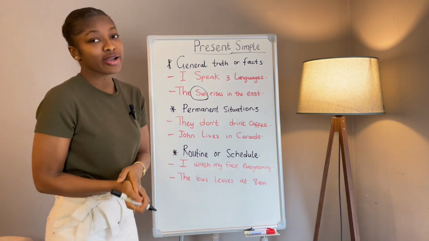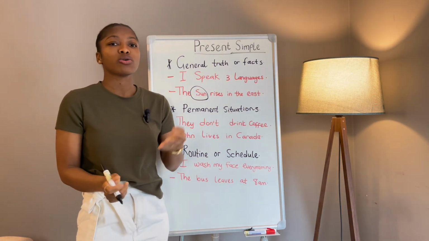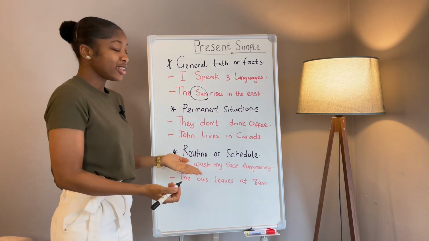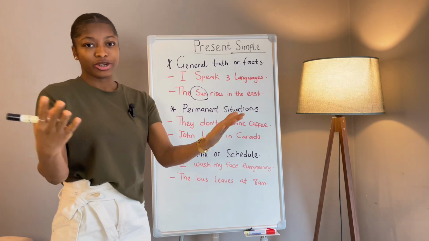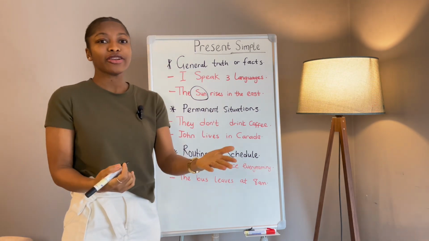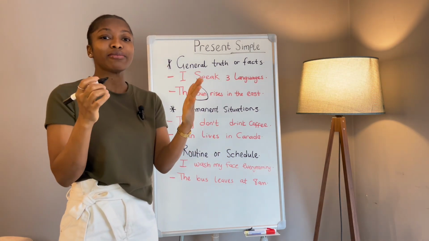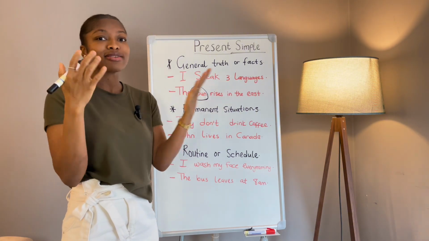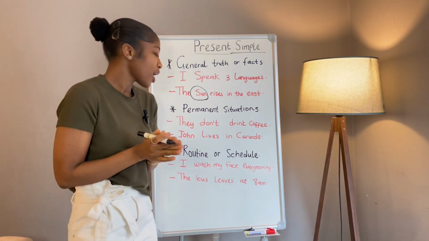Another way to use the present simple tense is to talk about routine and schedule. Routine is something we do every day. And when we talk about schedule, this is something we do at the same time every week, every year, every month, at a specific time, basically.